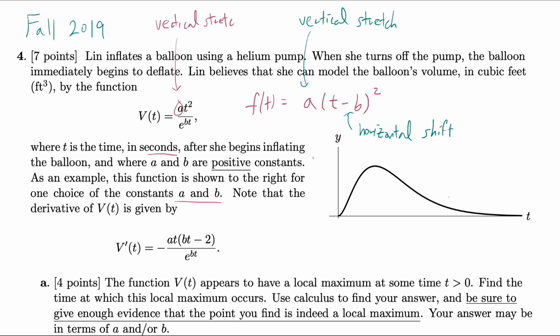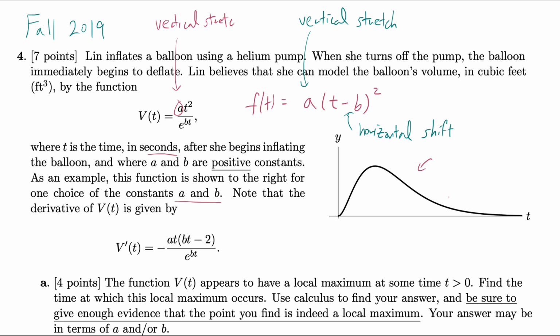And now we get some intuition for why this function is being used to model the volume of a balloon that Lin is inflating. Because we see, for example, from here to here, the function is going up, so that exactly corresponds to inflating the balloon. So as the balloon is inflating, the volume is increasing here. And then she turns off the pump and the balloon immediately begins to deflate. And we see the deflation happening right here. And the volume is now approaching 0 as time goes by. So this is what's really happening.